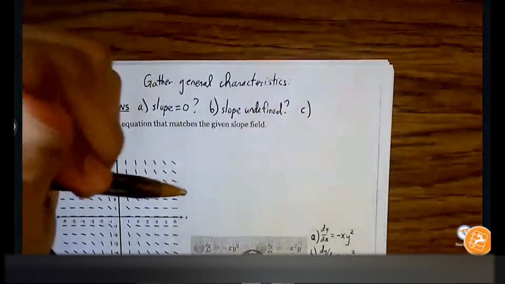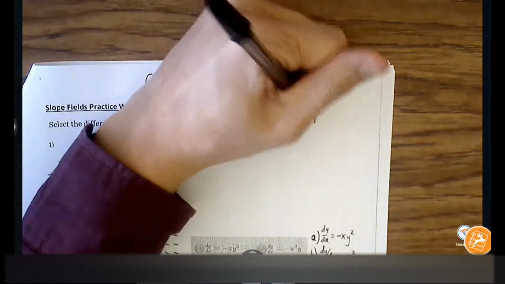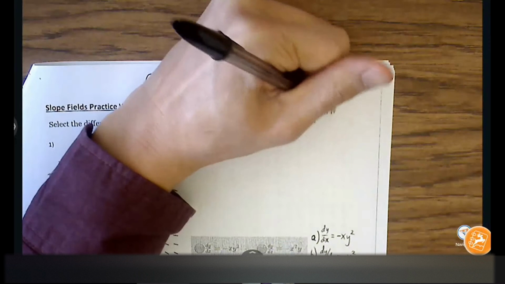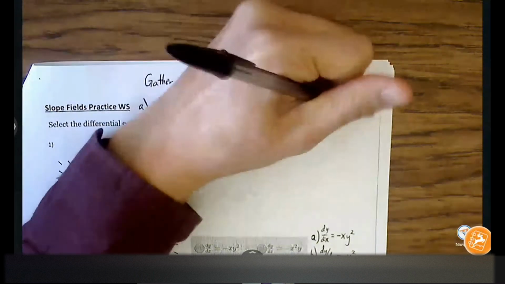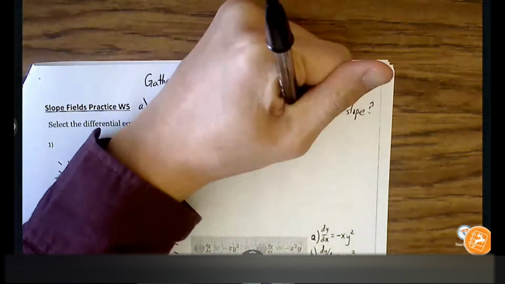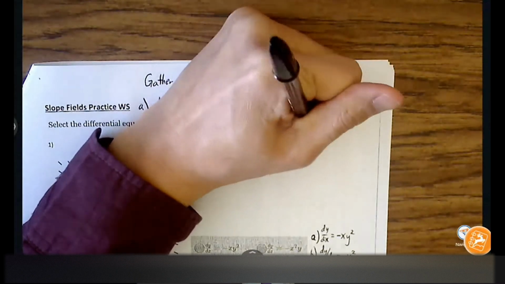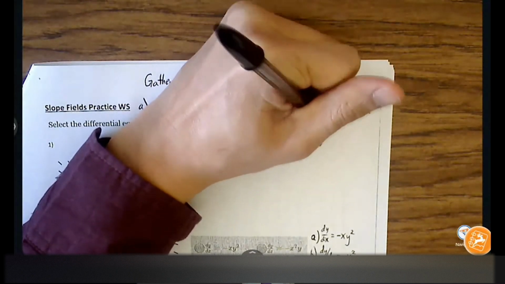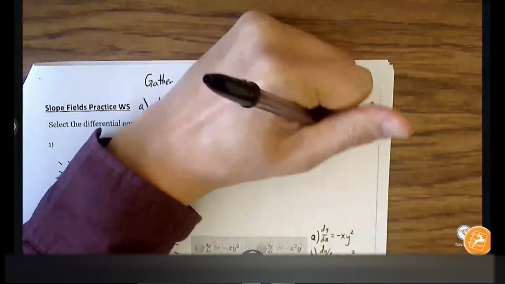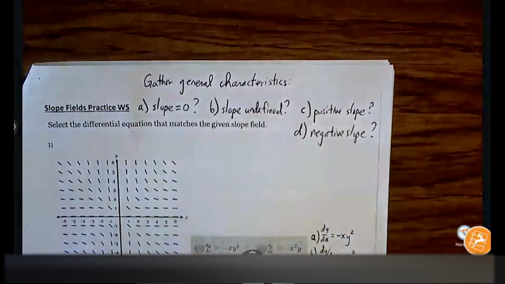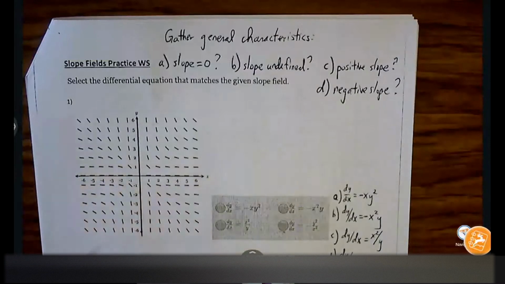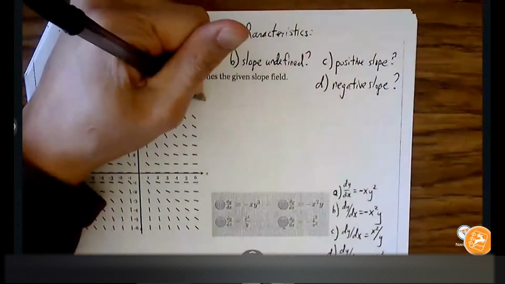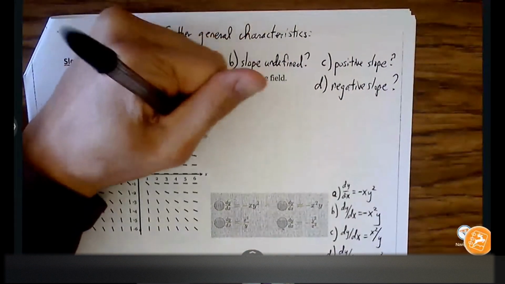Another easy one to tell is looking for positive slopes. We can tell positive slopes, even though we may not know the exact value, because we can visually see where there's a positive slope. And then where is there a collection of negative slope? So those are four things that we can quickly look for. Let's see if we can find those things here.